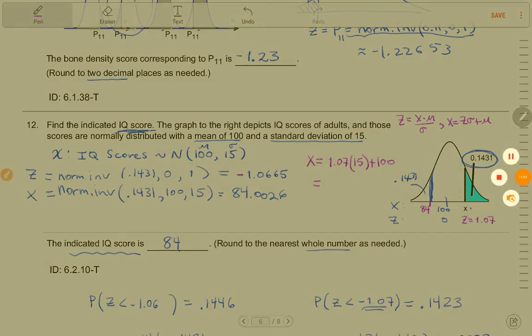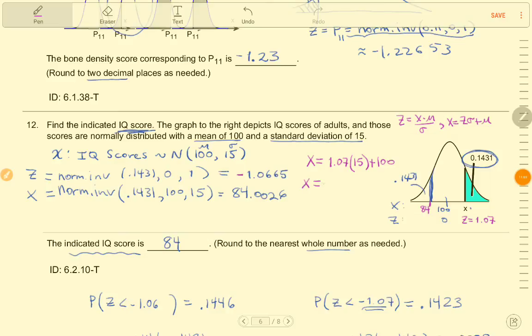Let me calculate that. So that works out to an IQ score of 116.05, which rounded to the nearest integer is this. So that is the final answer. That was a good problem. I like that problem. It gave me the opportunity to go over a lot of little nuances that can happen in a problem.